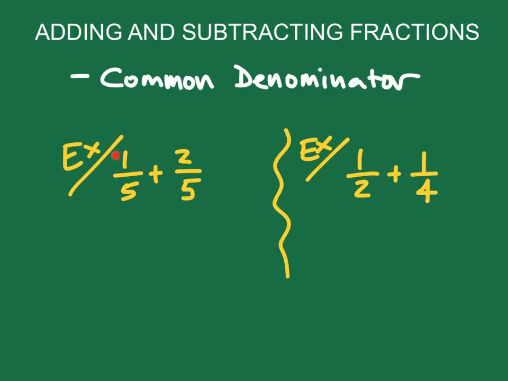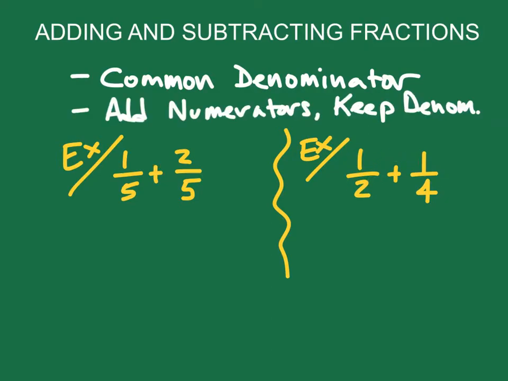Okay, so in my first example, what I want to look at is the bottom part of each fraction. And I notice that I have a 5 in the bottom part of each fraction. Here I have a common denominator. In my second example, I have a 2 and a 4. These numbers are different. These are not common denominators. All right, so this one I can add easily. This one requires another step.